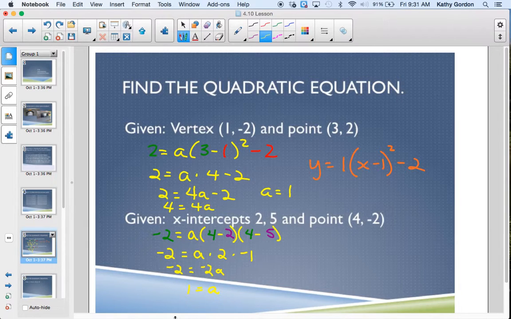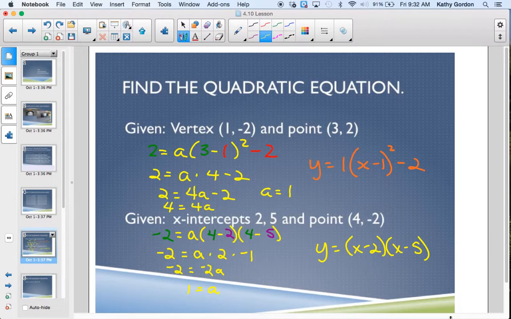Now, we're starting out easy on you, okay? They're not always going to end up 1. You're going to have to work them out to find out what they really are. It's not always going to be 1. But in this case, what's our final equation going to look like? And again, with a 1 as a, you can write it or not write it. It's okay either way.